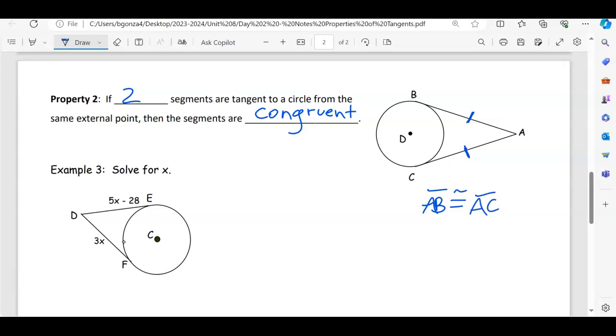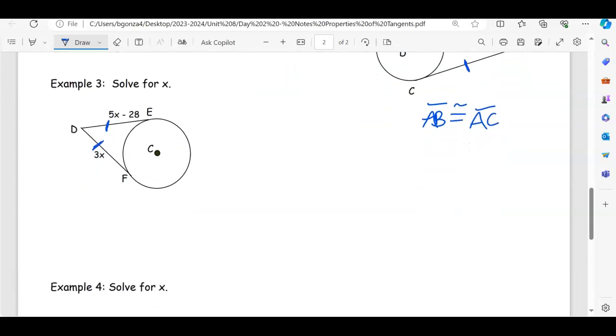Now, what does that mean? Well, when I see this picture, I see those are 2 tangent segments. I'm going to put little tick marks on it. I know this and this are congruent. So all I got to do is set them equal and solve. So let's do that. 5x minus 28 equals 3x.